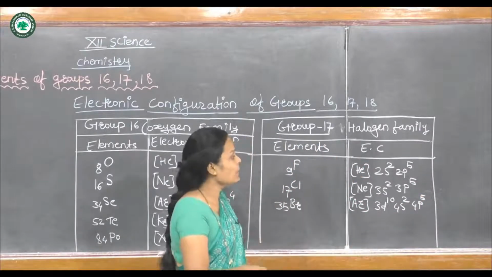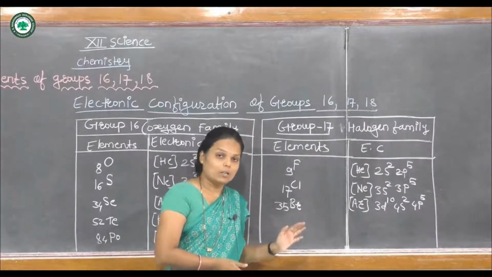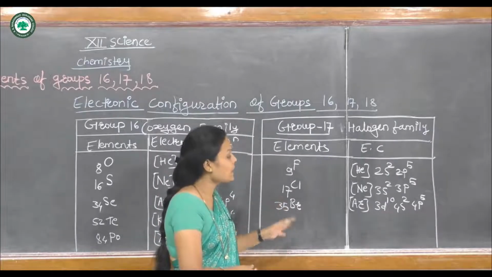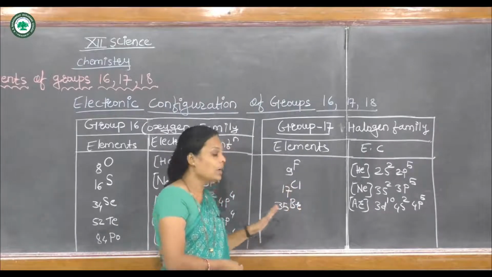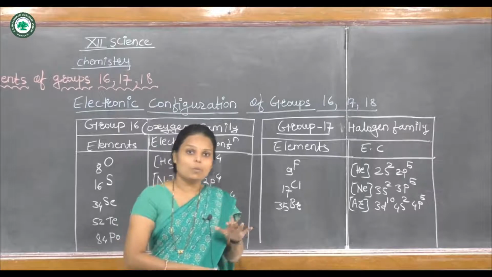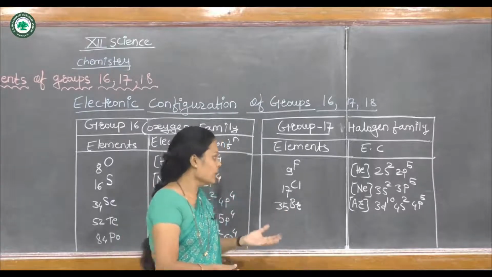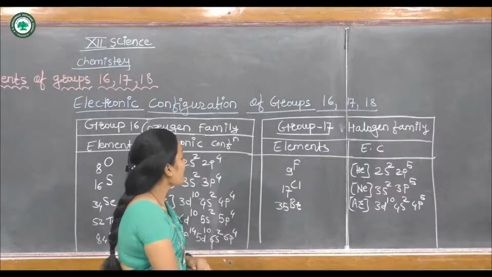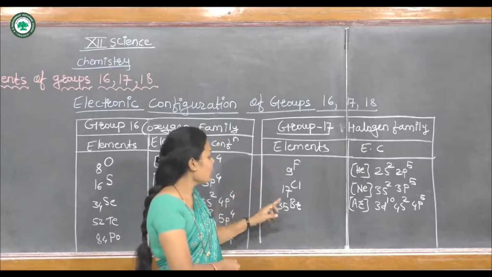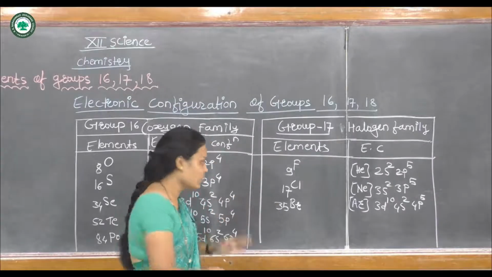In this p orbital, 5 electrons are present, and all of these elements are p block elements. We also know that. Now the next elements are fluorine, chlorine, bromine, and the next one is iodine.